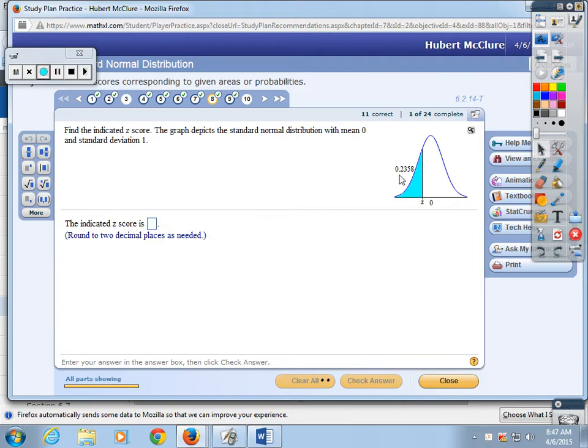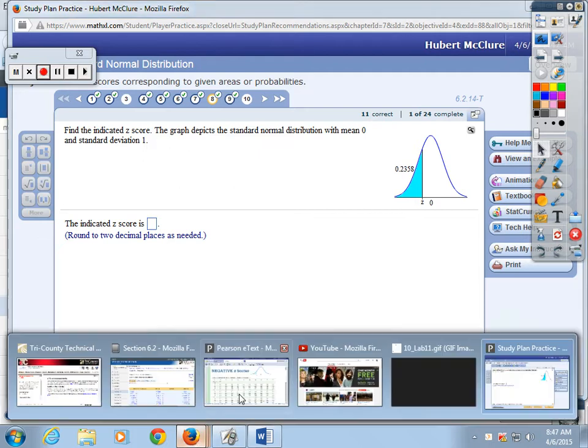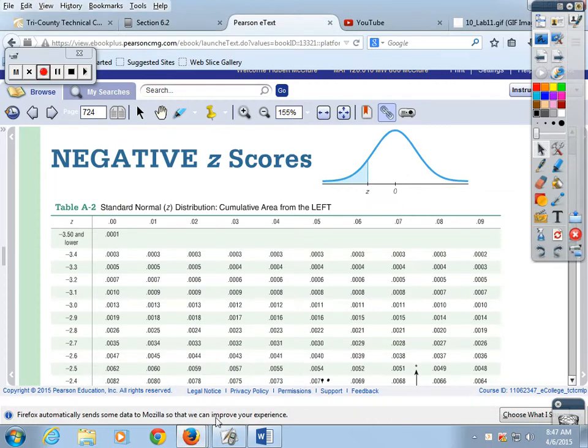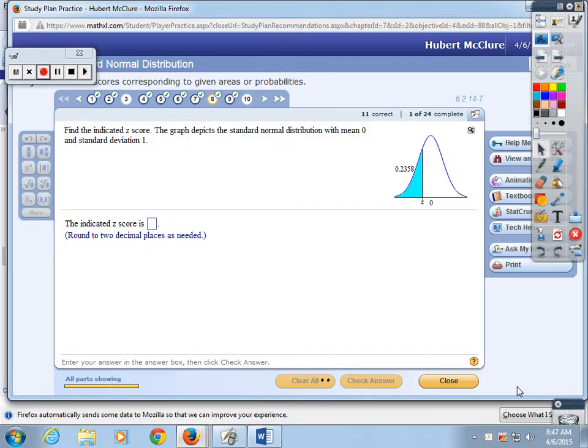Alright, here's another one. 0.2358. Positive or negative z-score? Negative. This one doesn't give you your table, so you have to go find it. So let's go find negative z-score of 0.2358.